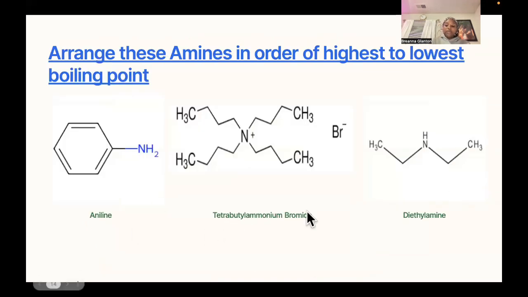So here I have three structures, and it says arrange these amines in order of highest to lowest boiling point. So as you see right here, this is a primary amine, so it automatically has the highest. This is a secondary amine, so it has the second highest, and this has more than 3 carbons attached to it, so it'll automatically be the lowest because of the lacking in hydrogen bonding.